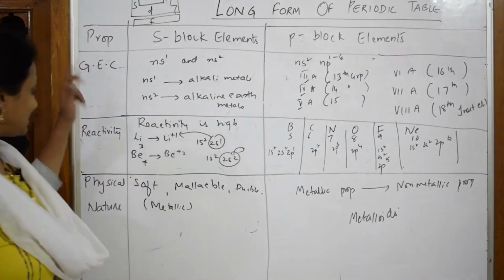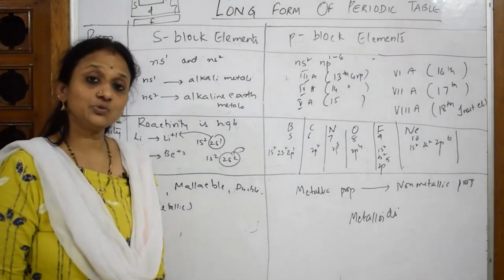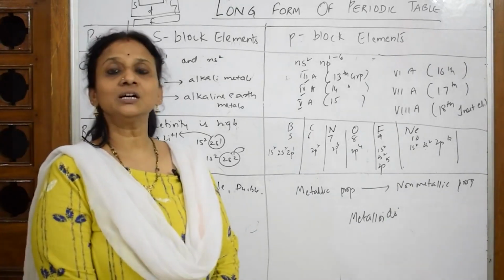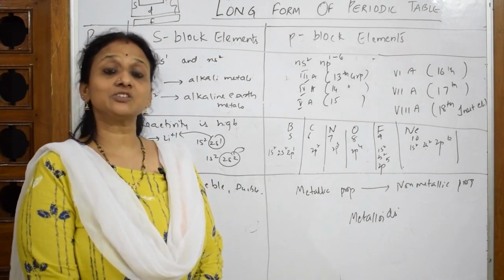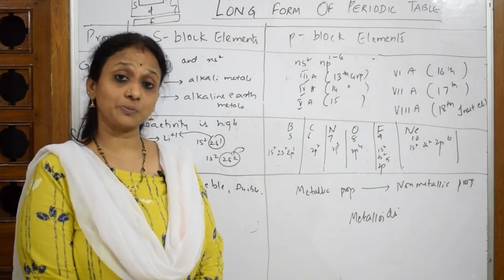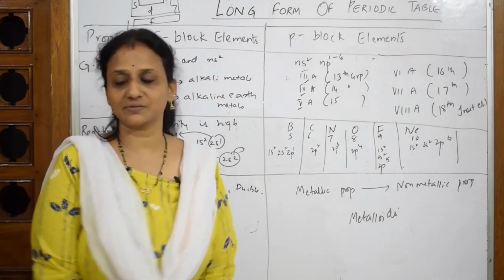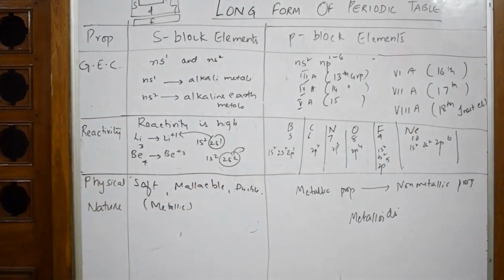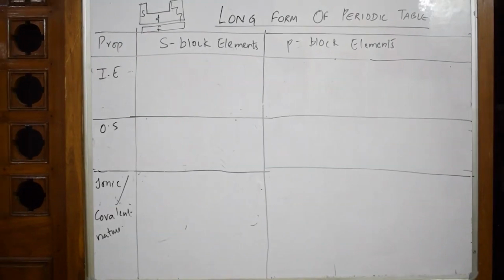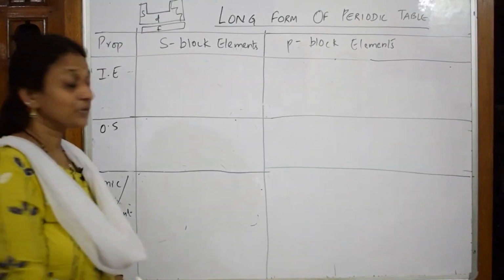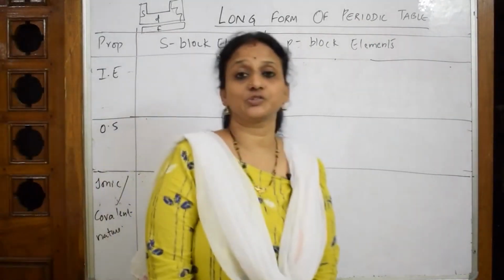So let's come back and see the next trends. Where can you use this? You can use it when they ask you to state a comparison of the S block elements as well as P block in terms of general properties. Then you should write all these answers. Let's come back and see the next trend in the concept.